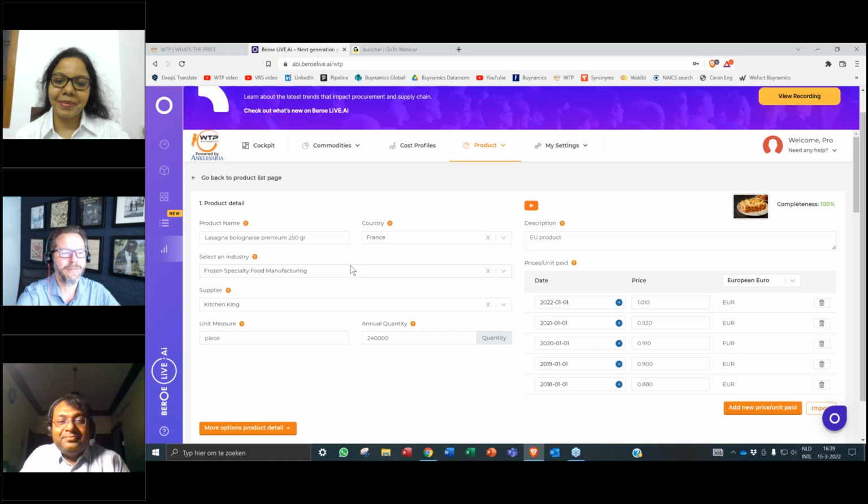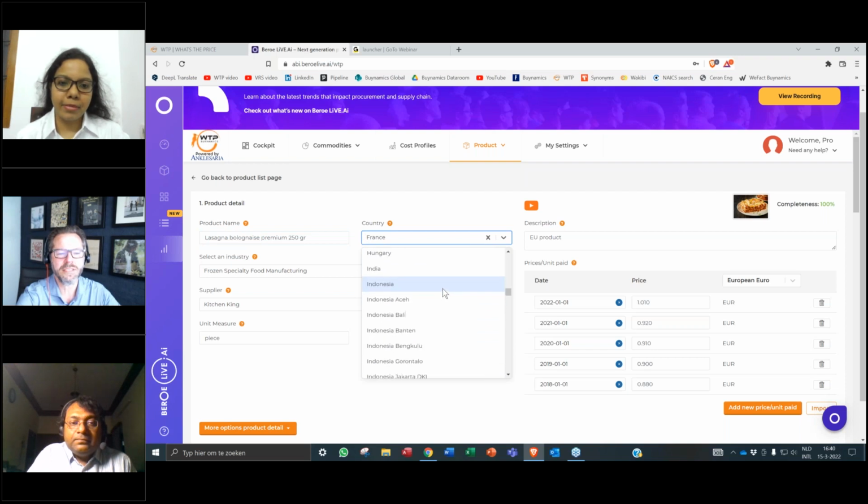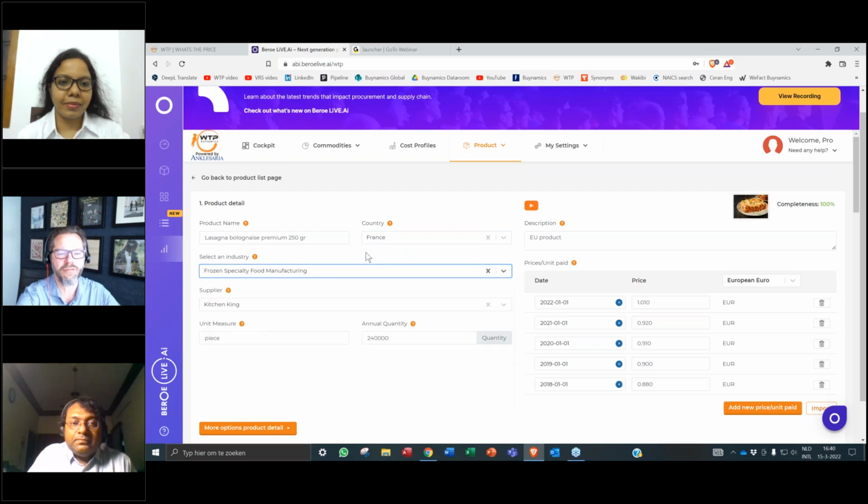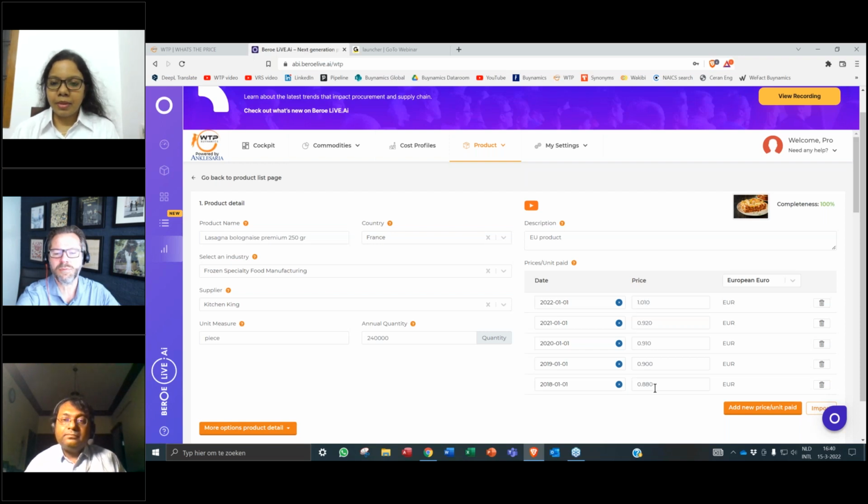So the only thing you need to do when you make a cost model top down is give the product a name, decide where you're going to buy it, in which area in the world production takes place, and then select the industry. So in this case, frozen specialty food manufacturing. Then it would be wise to take a look at your historical buying prices, because in a later stage you probably want to compare the buying price with the development of the commodity prices, because the difference between those two is the added value of your supplier. And that should be quite stable in time.